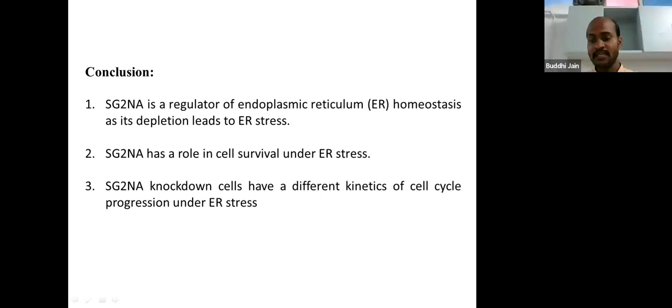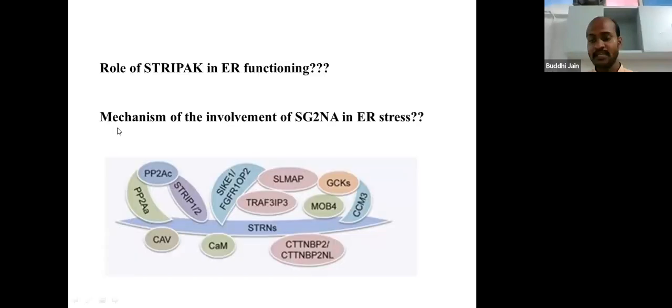First is the mechanism of the involvement of the SG20 in ER stress. So we have established that this SG20 has some role in the ER functioning and the ER stress and the induction of the UPR signaling. But what is the mechanism? Means what are the interacting proteins? How this SG20 is playing a role in ER functioning or induction of the ER stress or the ER homeostasis. So this is our next objective.